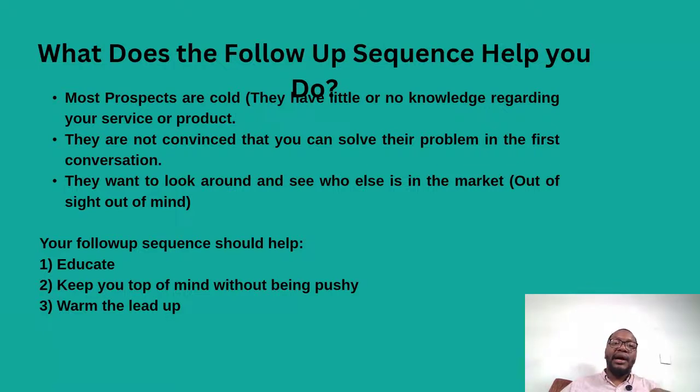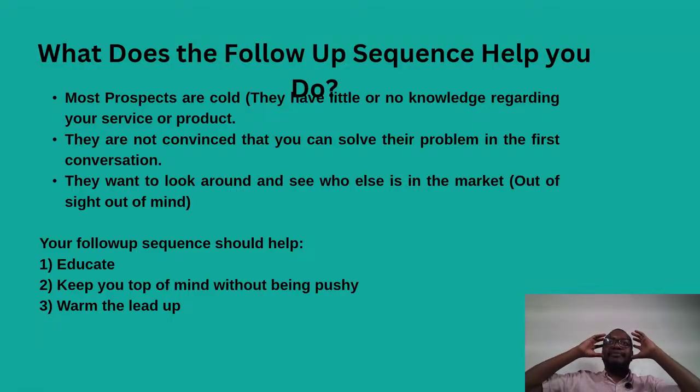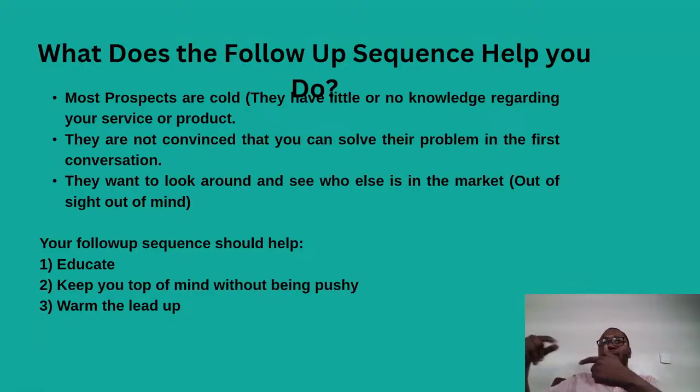So they are not convinced that you can solve their problem. They also want to look around and see who else is in the market. That means out of sight, out of mind. Once they start looking elsewhere, you're no longer top of mind. So your follow up sequence keeps you within reach of them.